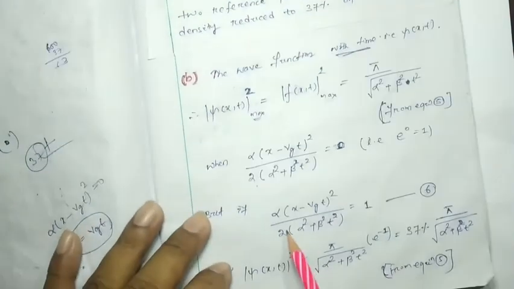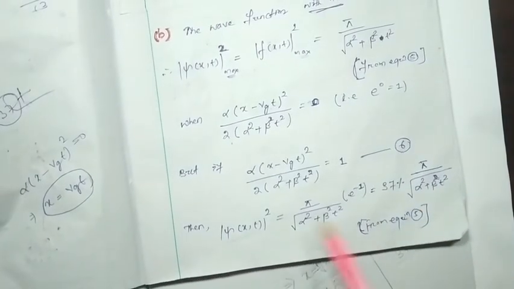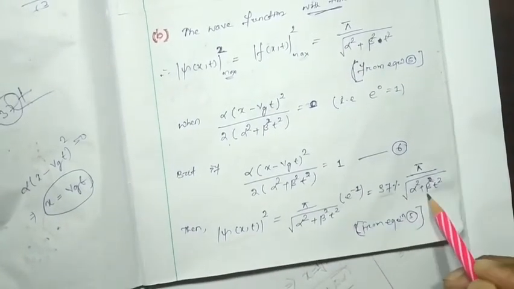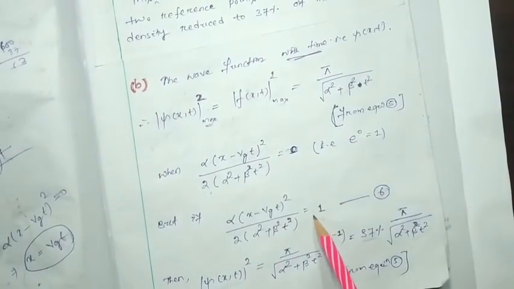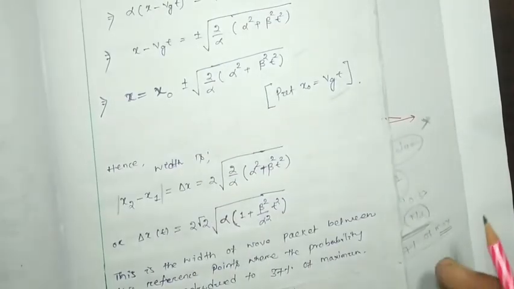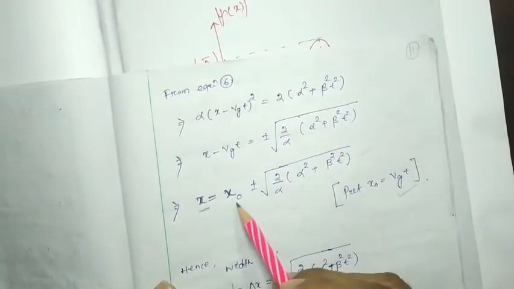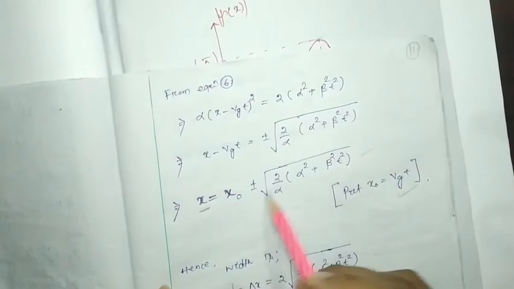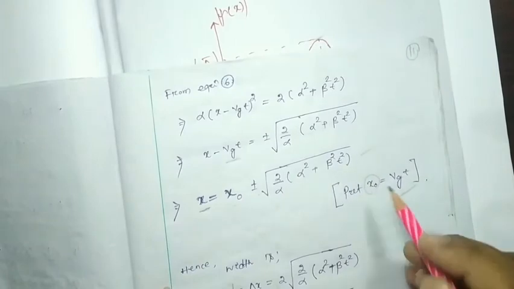So we can compare with the previous result by considering these reference points. Here, if this will be equal to 1, let this be equation number 1, then we can find the probability density will be 37% of the maxima. Maxima is this much, and if we consider this to be 1, then it will be reduced to 37%. Okay, so now if we further solve equation number 6, then we are going to get x equal to x0 plus this much. I told you that vg t is considered as x0, one type of origin.